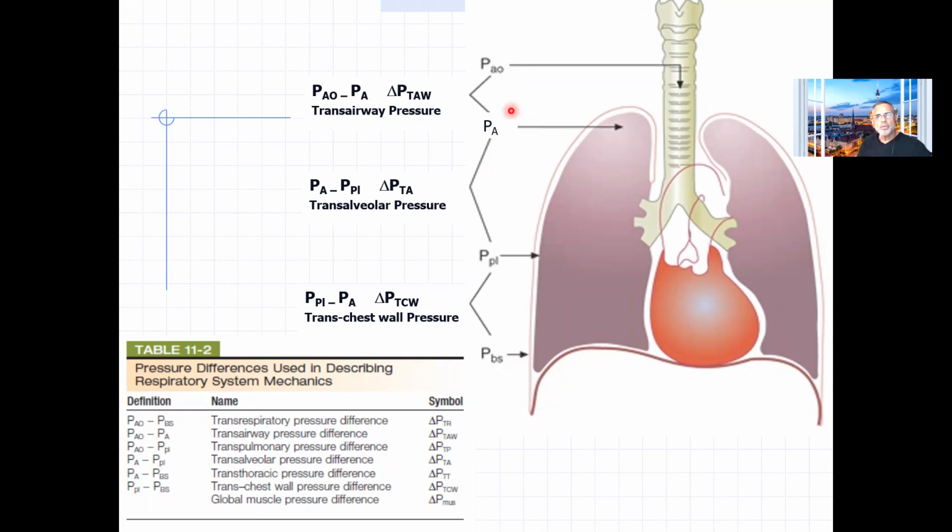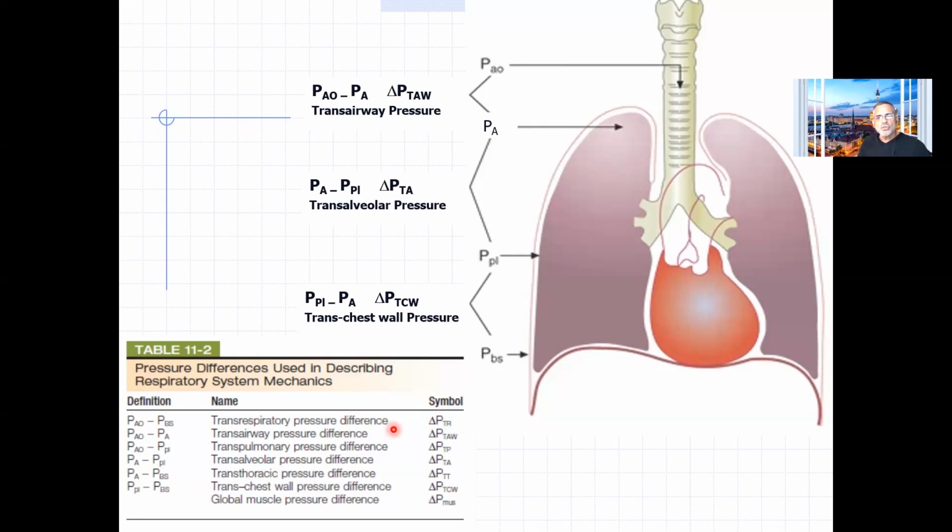Get my laser pointer. Airway opening pressure, alveolar pressure here, airway opening pressure here, or out into ambient atmospheric area. Pleural pressure is measured in the pleural space, and then body surface pressure is measured outside of the chest wall. Okay? And so body surface pressure can also be equated to ambient pressure.